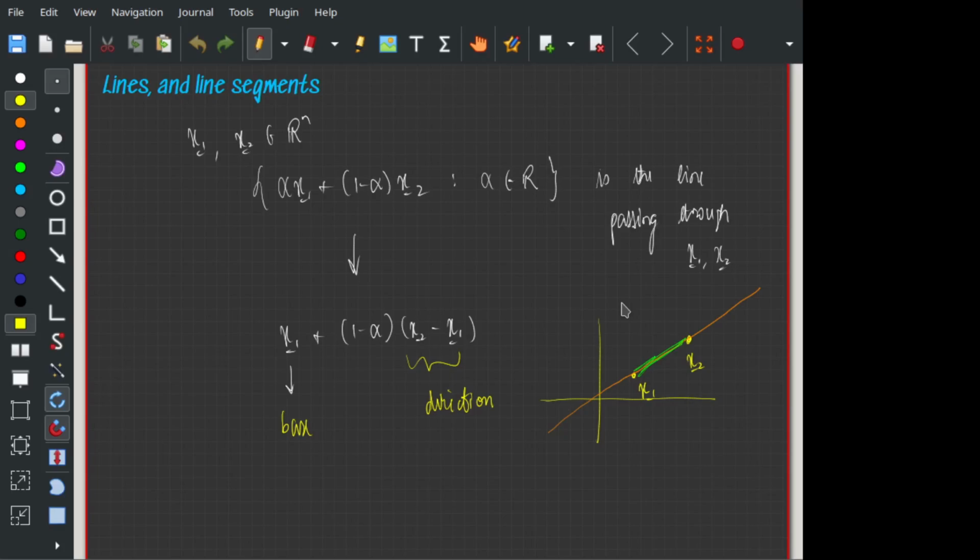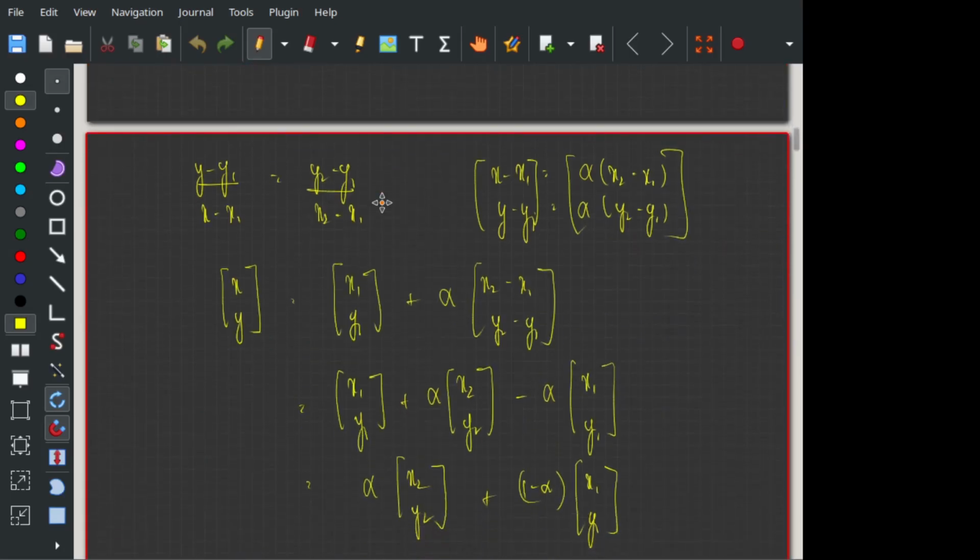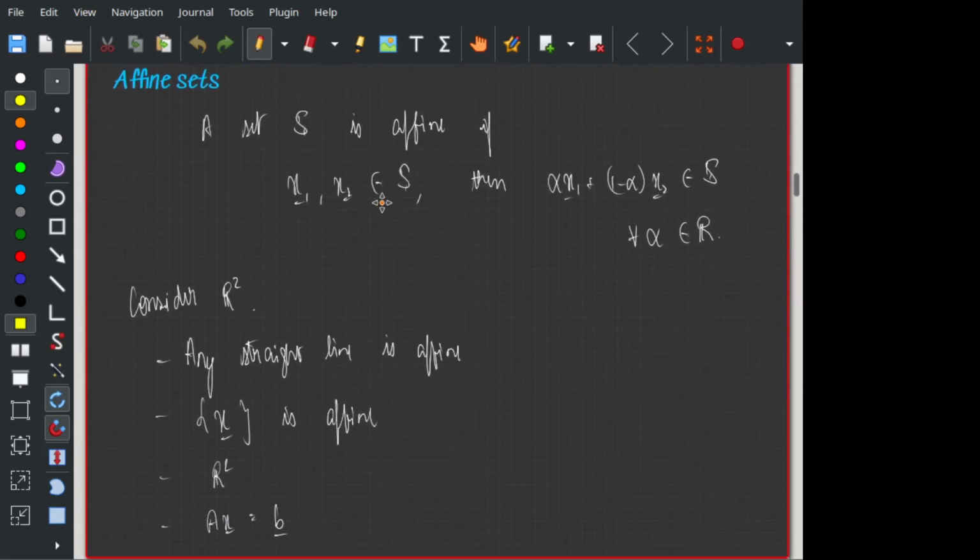So we started out by defining what a line is and what a line segment is. That's geometrically intuitive, but we also have this formal definition. Given any 2 points, the set of all alpha x1 plus 1 minus alpha x2 forms the line, as long as you take all alpha in R. Now, if you restrict alpha to be between 0 and 1, then it gives you the line segment joining x1 and x2, right? And we defined a set to be affine if it contains straight lines.